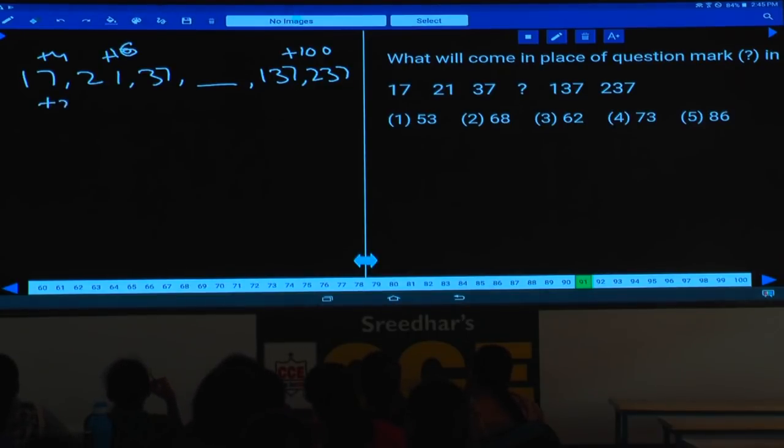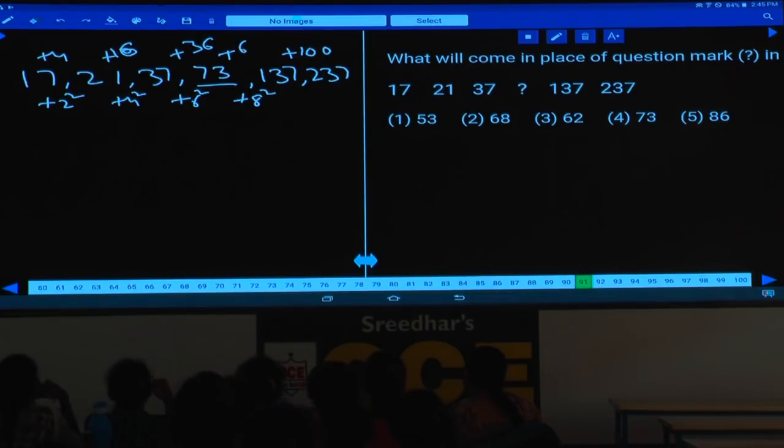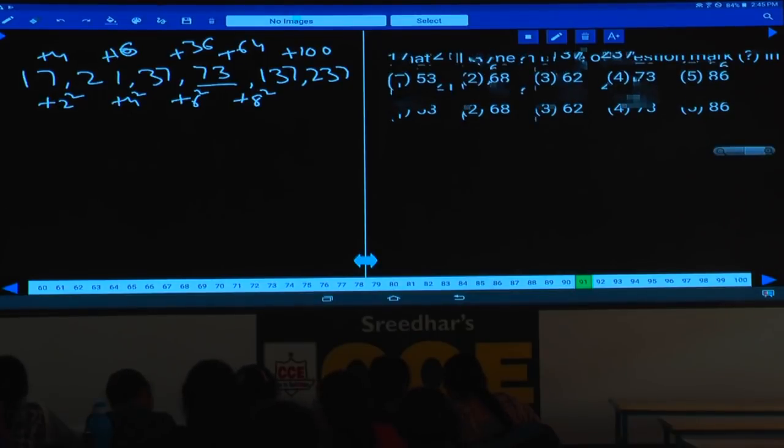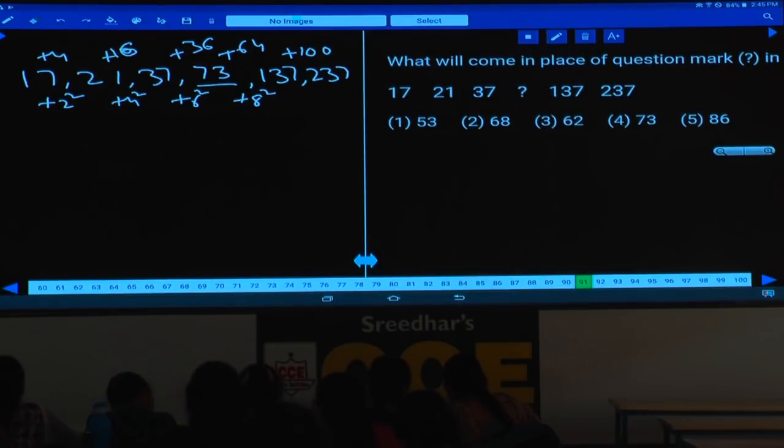4 can be written as 2 square, and here it is 4 square. Next one is 6 square, and the next one must be 8 square. What is 6 square here? 36. 37 plus 36 is how much? 73. And the next one is 64, giving 137. Squares of even numbers are added in ascending order starting with 2: 2 square, 4 square, 6 square, 8 square and 10 square. Then what is the answer here? The answer is 73, choice 4.